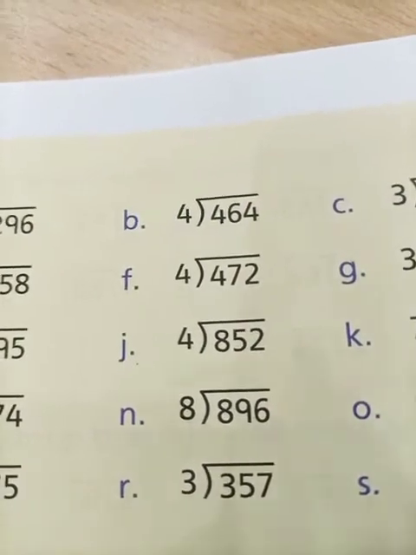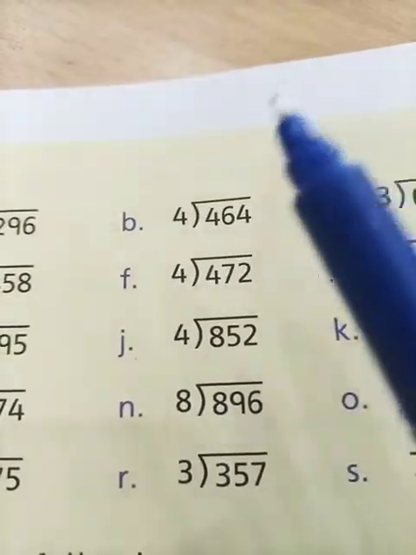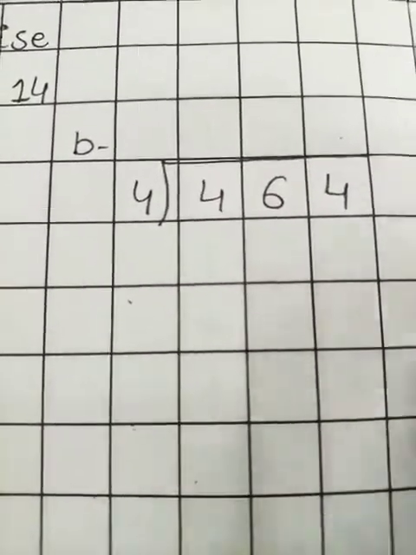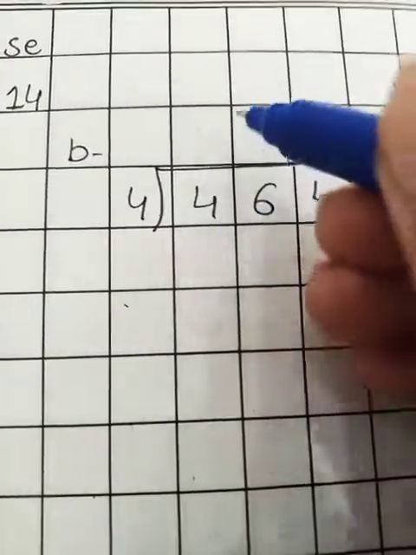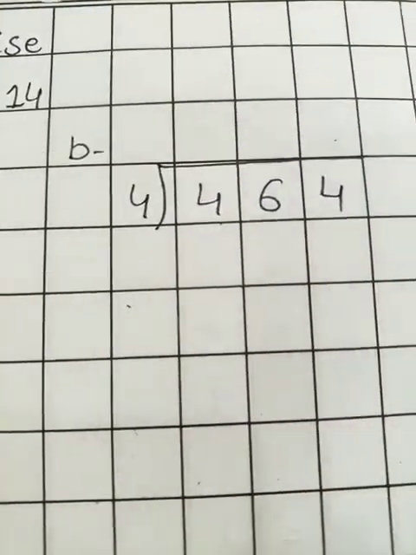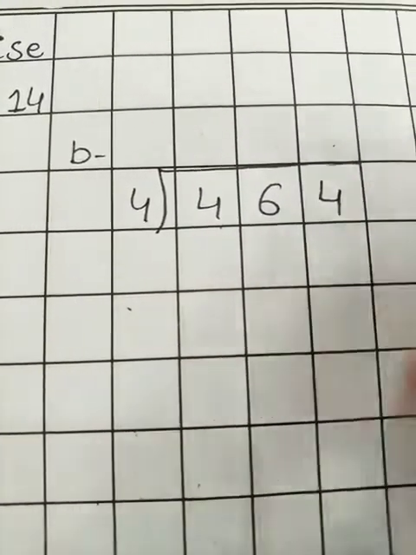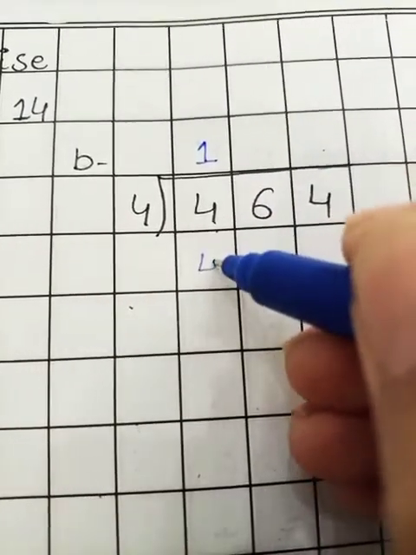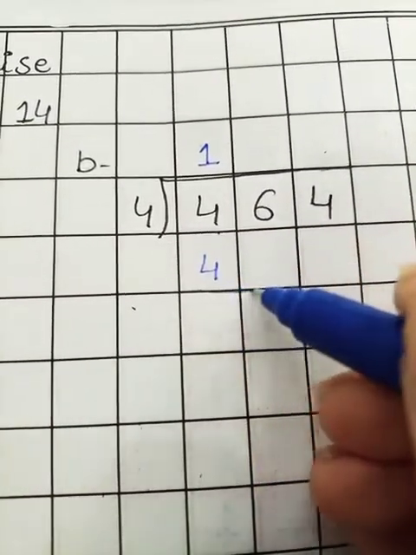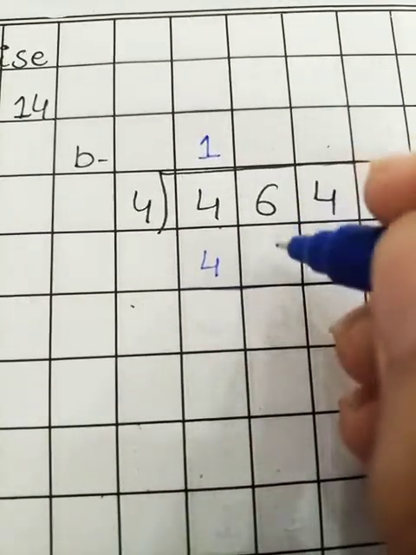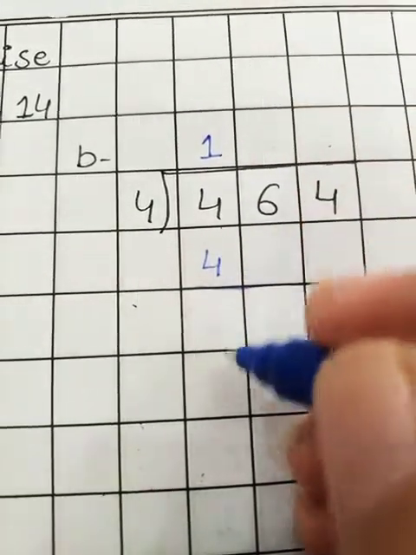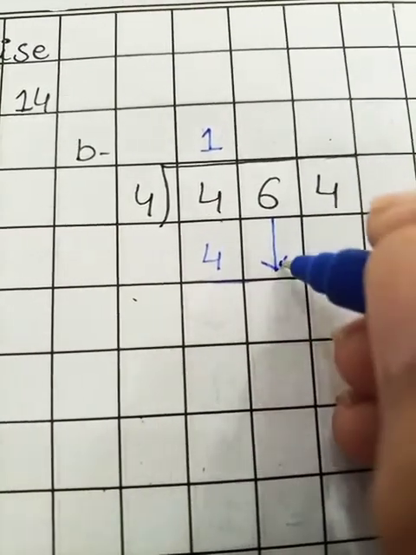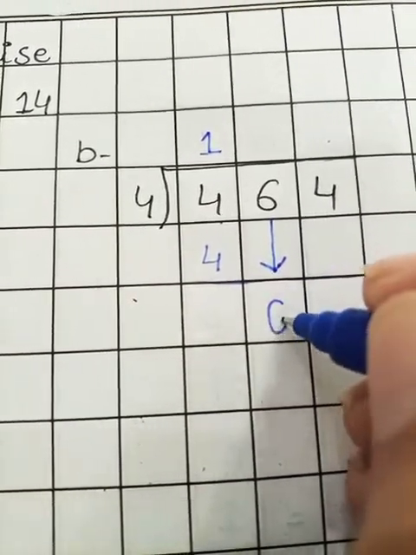The next is part B, in which we are going to divide 464 by the number 4 in this way. Okay students, let's divide with the first digit. 4 ones are 4. Here I am writing the 4 down here. Next step is subtraction. 4 minus 4 is 0. So we have to bring this 6 down here. So students, this is the 6.